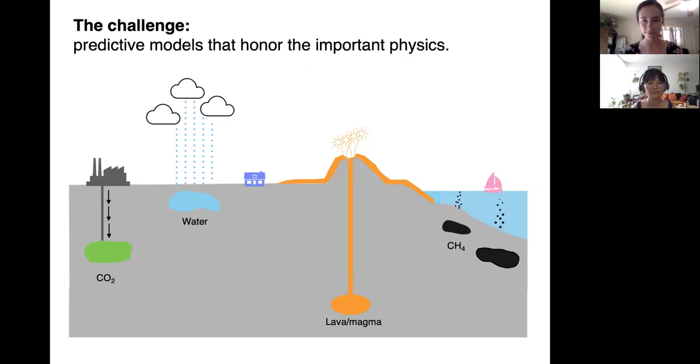Of course, even though the cartoons look really nice and simple here, the real world is very complicated, and it's almost impossible to make models that can capture everything. Therefore, by definition, all models are wrong. But I believe that some models can still be useful, and specifically, I think models that honor the important physics and capture the key mechanisms at play will be useful in predictions.